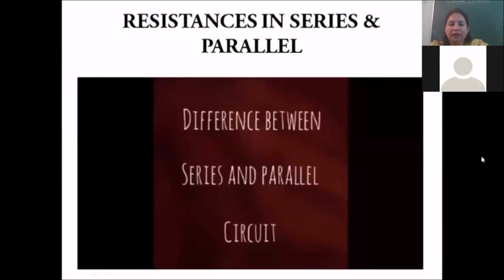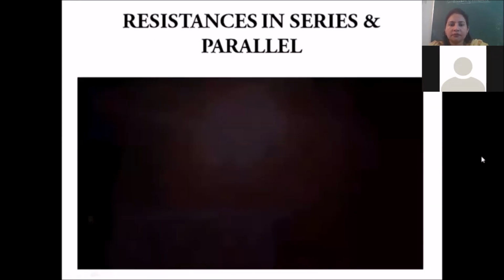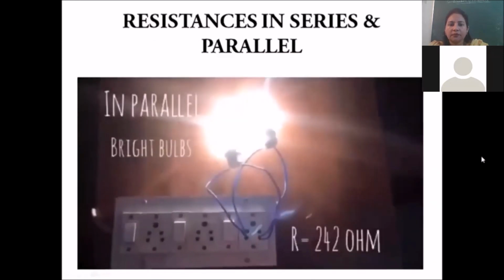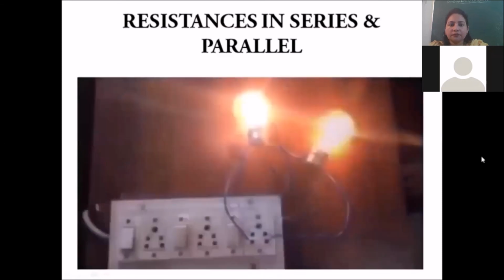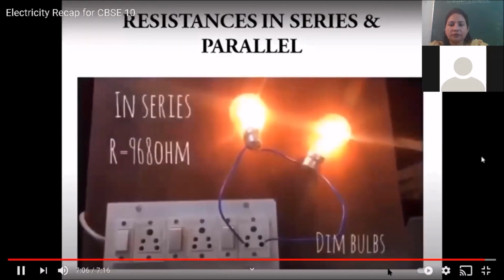अब सीरीज पैरेलल देखिए. If we connect 2 bulbs of power 100 watt each in parallel, the resistance R is equal to V square by P, will be equal to 484 ohm each. When they are connected in parallel, resistance will decrease and glow will be more. But when they are connected in series, resistance will increase and glow will be less.